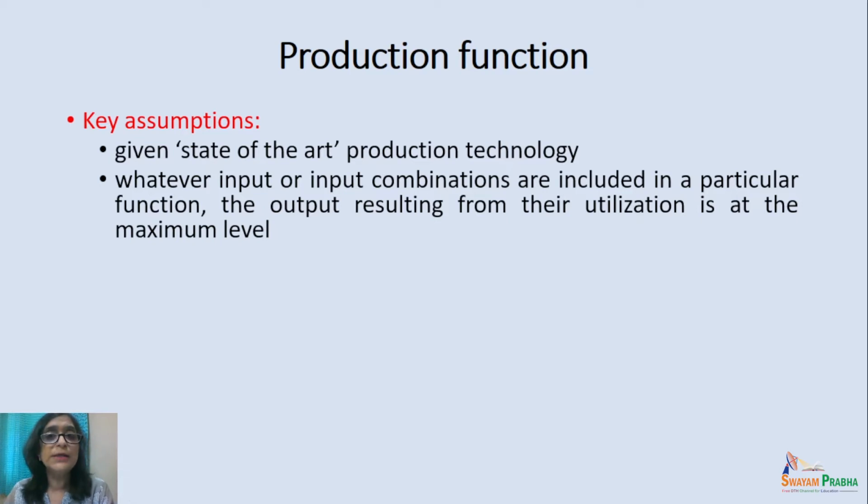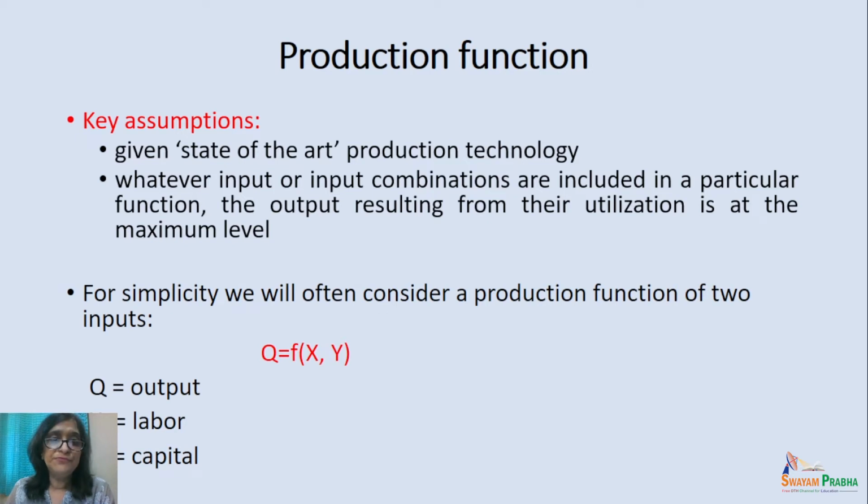So these are the two key assumptions which we make. And as we have seen in the previous slide, the production function is represented by q is a function of, let us say, x1, x2 till xk amount of inputs that you are using. But for simplicity, for understanding the behavior between input and output, we consider a production function to be a function of only two inputs.